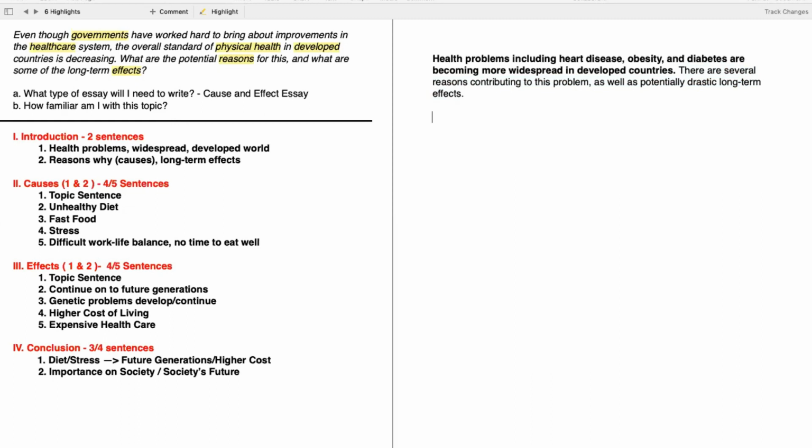I'm going to start with my topic sentence, which introduces the paragraph. And I'm going to start by saying lifestyle choices are important and major causes of poor health in developed countries. Okay, that's my topic sentence because basically unhealthy diets and stress are lifestyle choices. Okay, now I'm going to go into my second sentence, which would be my explanation.